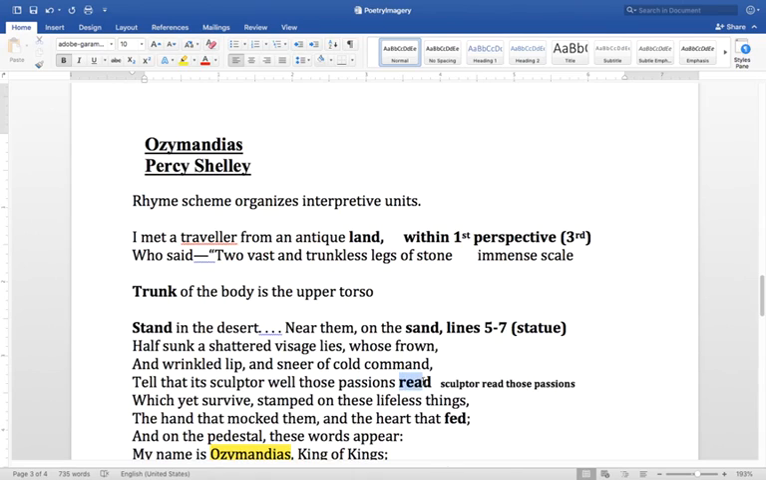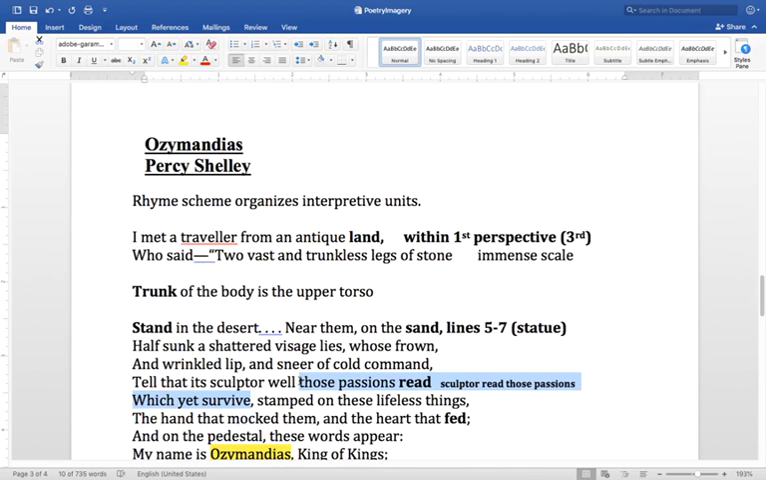What has he read? He's read all the things about the subject that are cold. All the things in the subject that the sculptor has made a statue out of, he has well those passions read which yet survive. And interestingly enough, this idea of survive tells us that whoever it was that the statue was made of, they're dead. They are dead, and yet the passions on the face of that dead person have survived. How have they survived? They have survived through art. Art is something that preserves. It is something that memorializes and allows something to exist even after its subject is dead and gone.